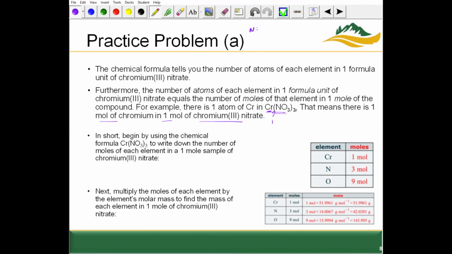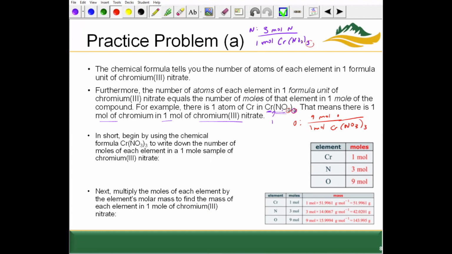So for nitrogen, there are 3 nitrogen atoms, so we would say 3 moles of nitrogen for every 1 mole of chromium-3 nitrate. Oxygen, there are 3 and 3. So for oxygen, we have 9 moles of oxygen for every 1 mole of chromium-3 nitrate.